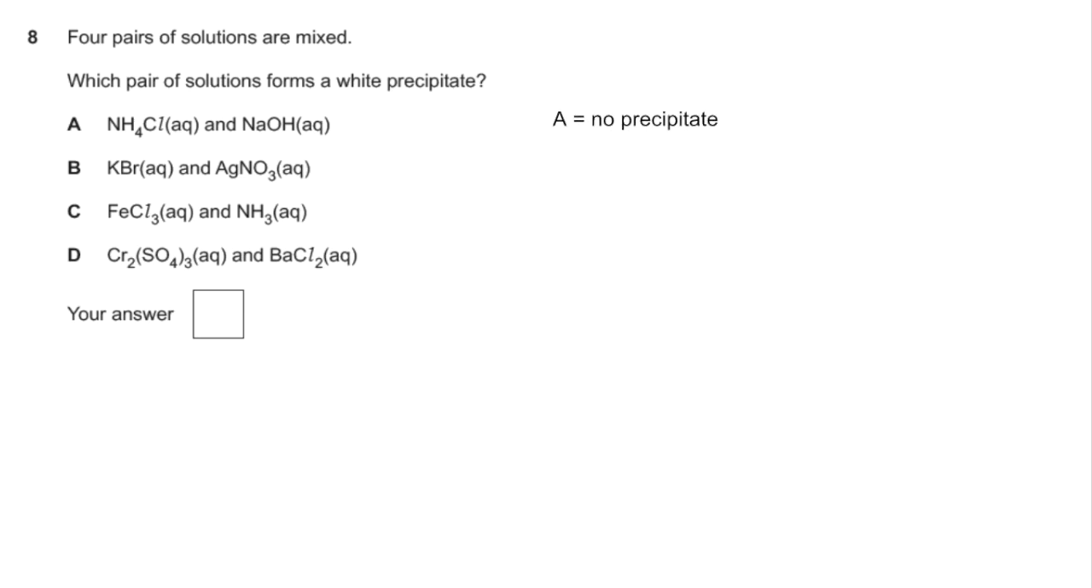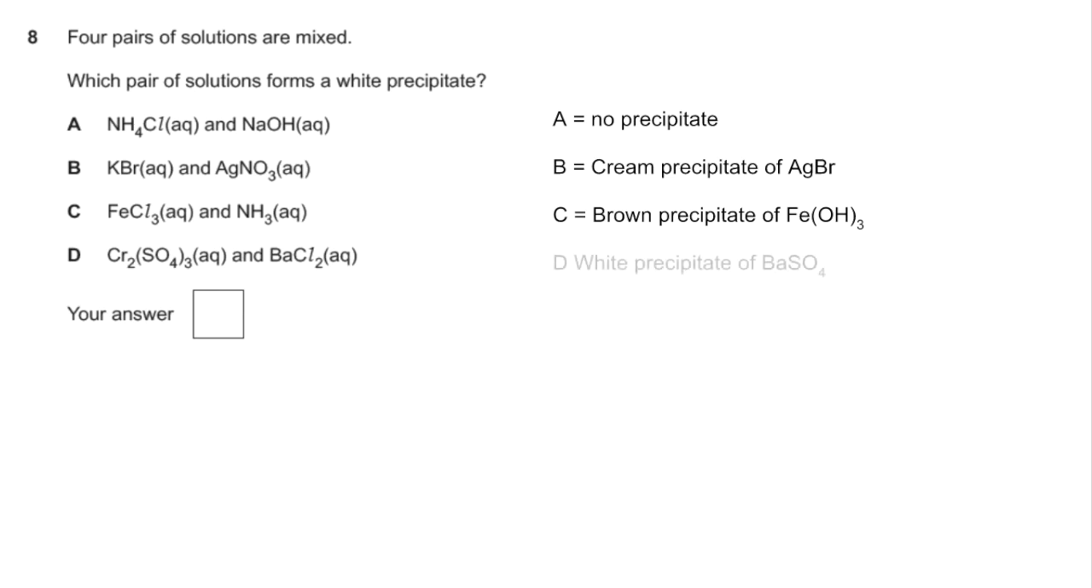This one's testing your knowledge of qualitative tests. The first one wouldn't give you a precipitate, that's the test for the ammonium ion, no precipitate. The next one is going to give you a cream precipitate of silver bromide. The next one is going to give you a brown precipitate of iron(III) hydroxide. So still no white precipitate. D does give a white precipitate of barium sulfate. So the answer was D. Number 9.